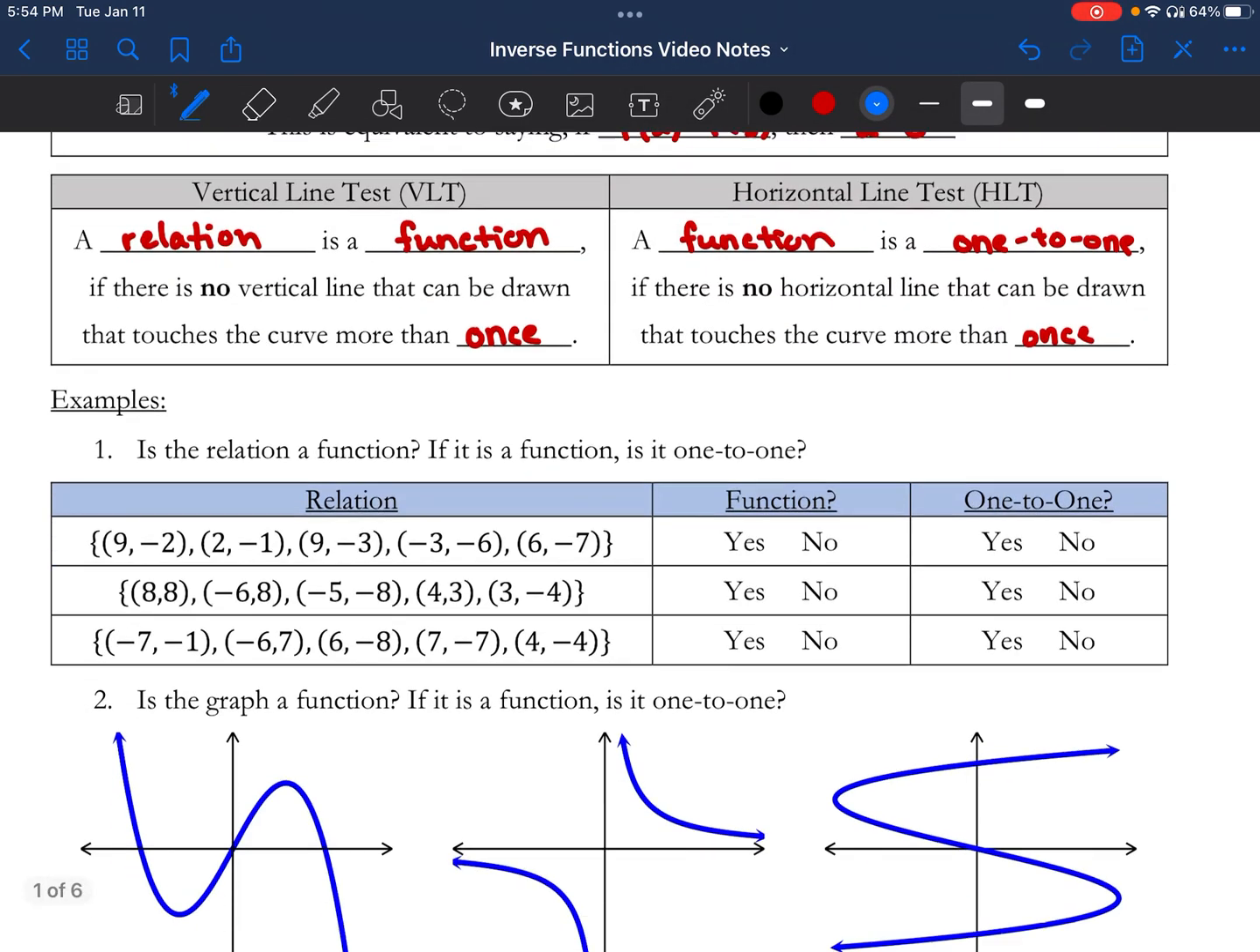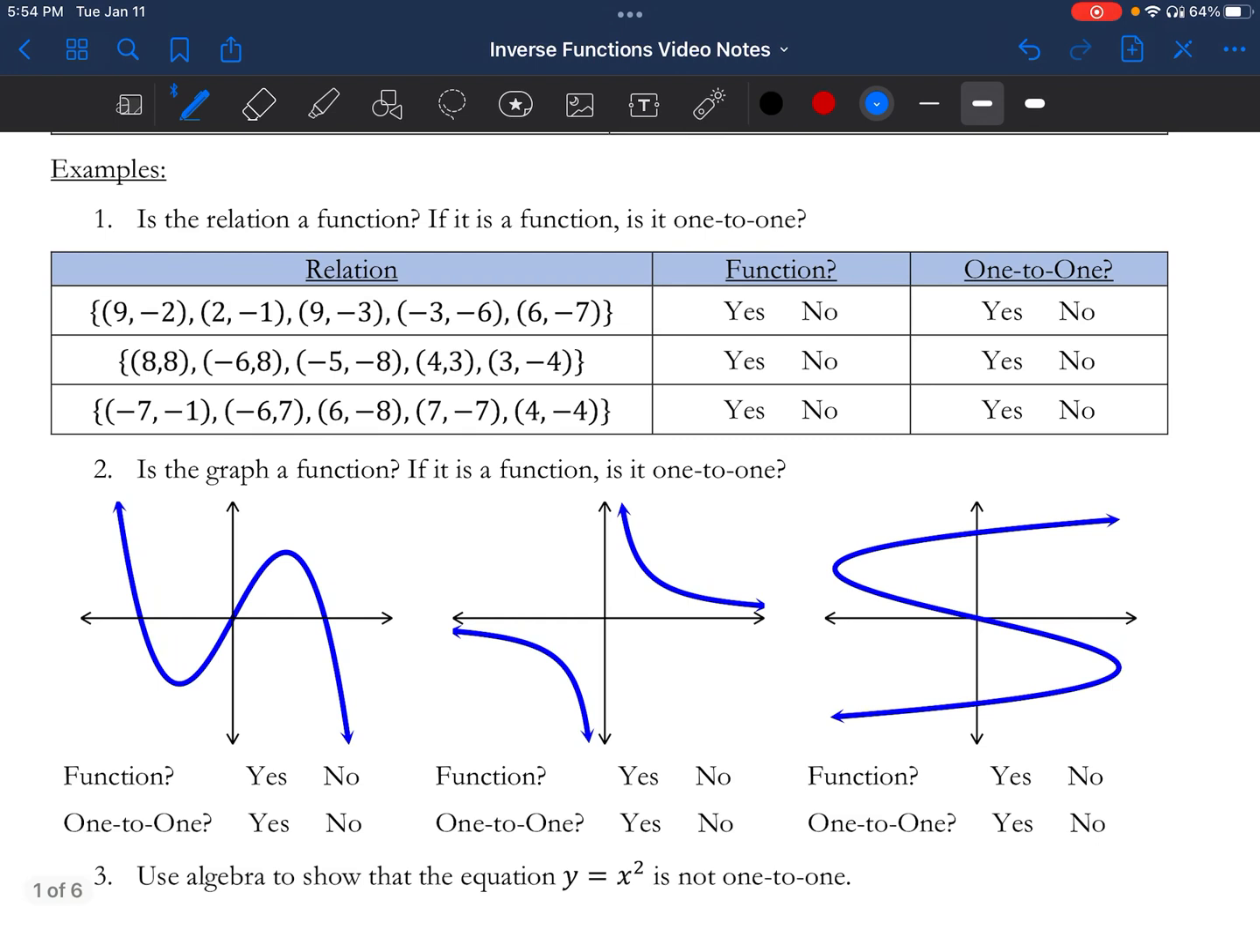All right, so let me keep going. I'm going to talk about a couple of quick examples here. So is the relation a function? Now notice this is a set of points, x's and y's. And if it is a function, is it one-to-one? So the first thing I want to do is check: is it a function? That's kind of the first thing we need to check off the list.